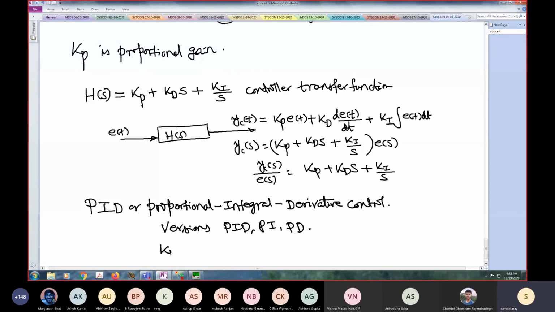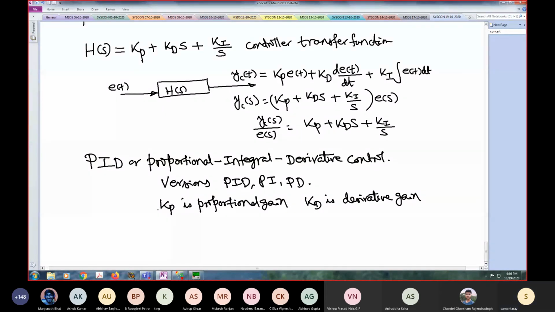In this, Kp is the proportional gain, Kd is the derivative gain, and Ki is the integral gain. Sir, why not just ID? Why is it necessary to have a P? I will show you the individual terms and their properties.